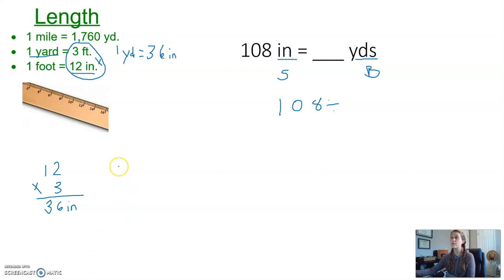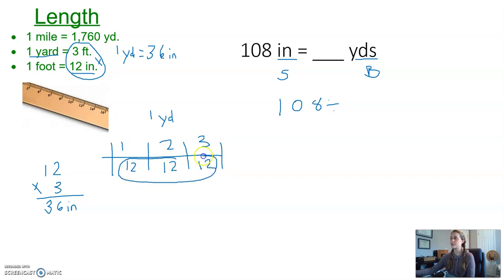You want to see the model for that? Here we are. This is 1 yard right here. We can split our yard up into 3 feet. There's 1 foot, 2 feet, 3 feet. Every foot has 12 inches. So that's a 12, that's a 12, and that's a 12. So how many inches are inside of a yard? 12 times 3 is 36. So that's how we know that.